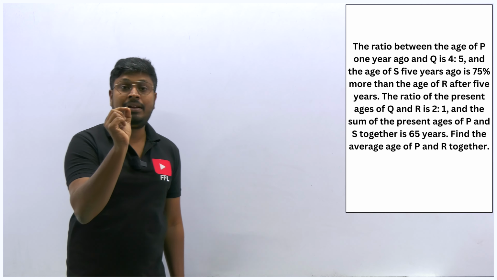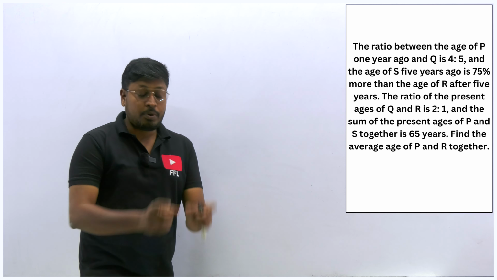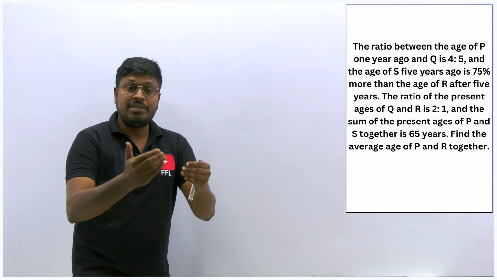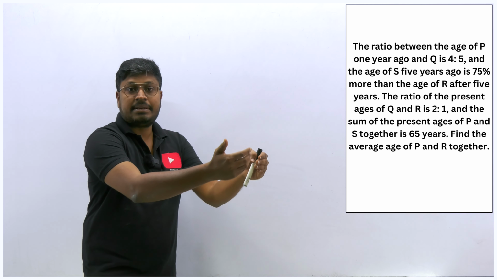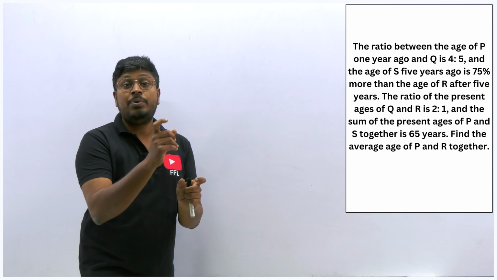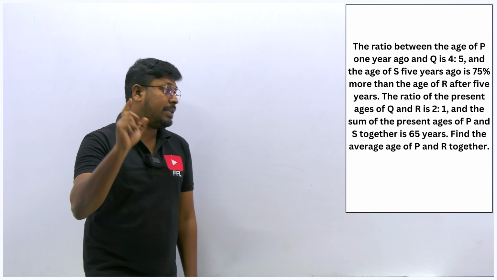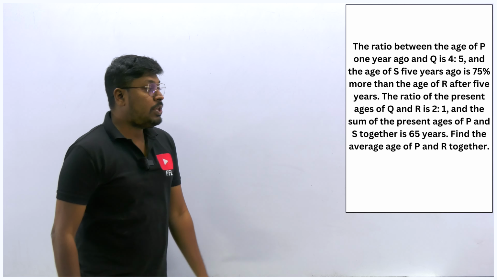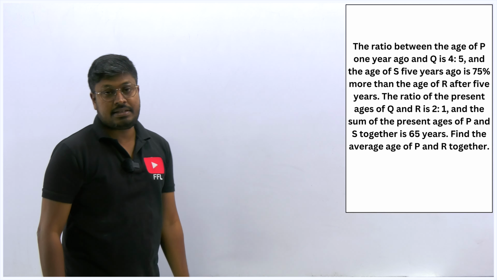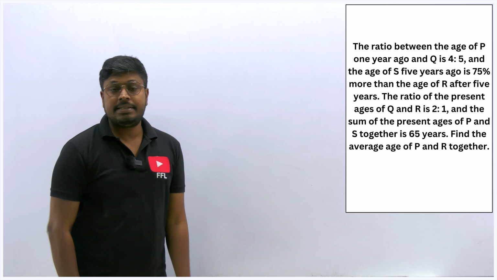One is they have given that one person's age is 75% more than the other person's. So by using that, you can easily write one ratio value, because once you consider one person's age as 100%, the other person's age will be 175. So by using that value, you can easily find the ratio of ages of both the persons. And second, importantly, you can see the sum of the present age of P and S together is 65. So they have given the sum, the addition of 2 persons' ages, total is equal to 65.